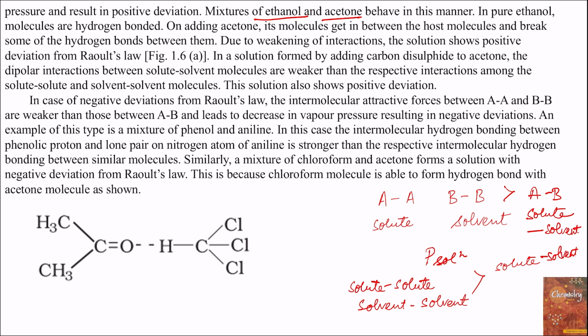Now what happens in pure ethanol? There is hydrogen bonding between the molecules of ethanol. In pure ethanol, molecules are hydrogen bonded. Now when acetone is added, molecules of acetone get in between the molecules of ethanol, as a result of which some of the hydrogen bonds break, due to which there is weakening of interactions, and a mixture of acetone and alcohol will have greater vapor pressure than predicted by Raoult's law, thus showing positive deviation from Raoult's law.